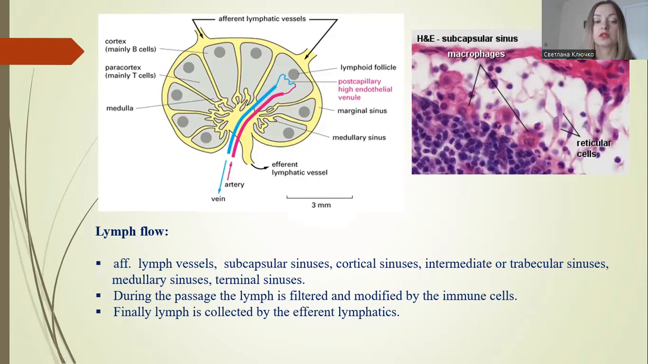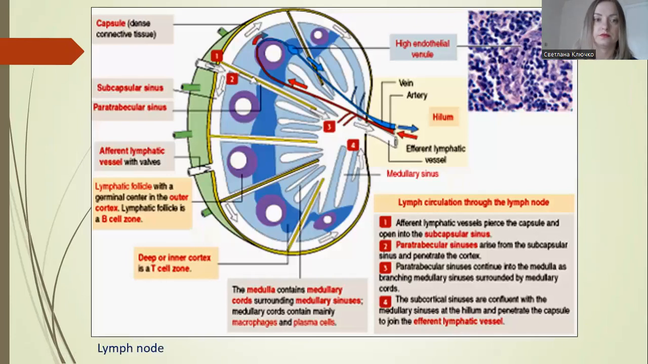Lymph flow. Afferent lymphatic vessels, subcapsular sinuses, cortical sinuses, intermediate or trabecular sinuses, medullary sinuses, and terminal sinuses. During the passage, the lymph is filtered and modified by the immune cells. Is cleared, yes? We have cleaning of lymph in lymph node. Finally, lymph is collected by the efferent lymphatics. One more time, this diagram demonstrates to you lymph circulation through the lymph node from afferent lymph vessels through all sinuses to efferent lymphatic vessels.